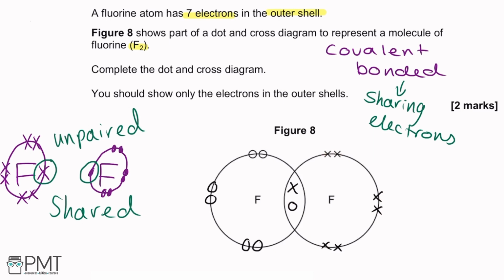So in this question, you got 1 mark for showing this shared pair of electrons. That was worth 1 mark. And then the second mark came from noticing that there were 6 other electrons on each atom.